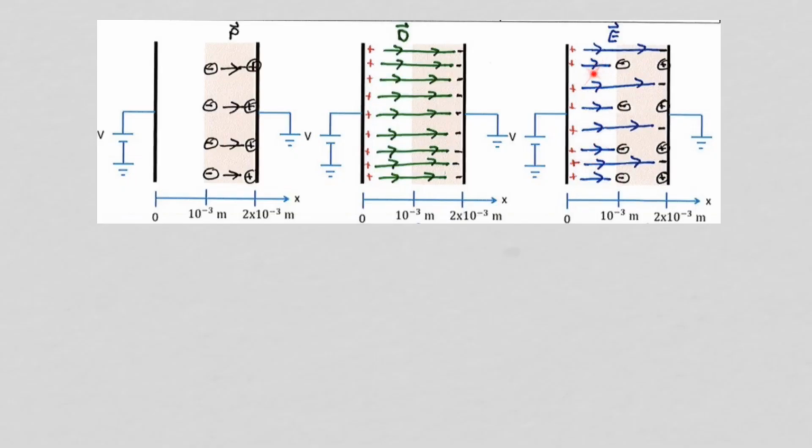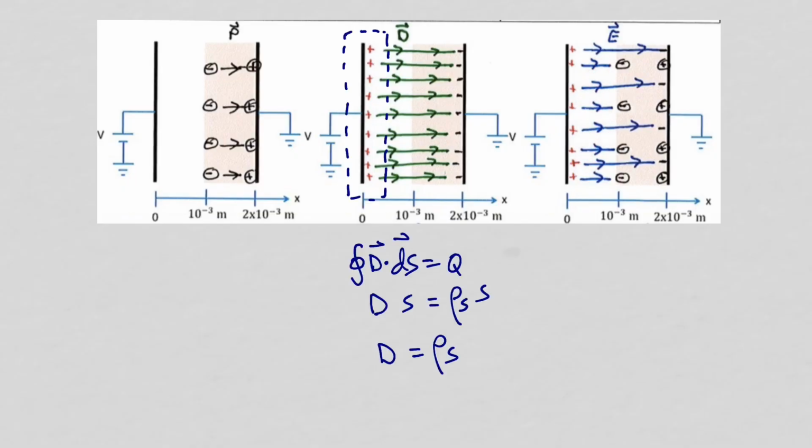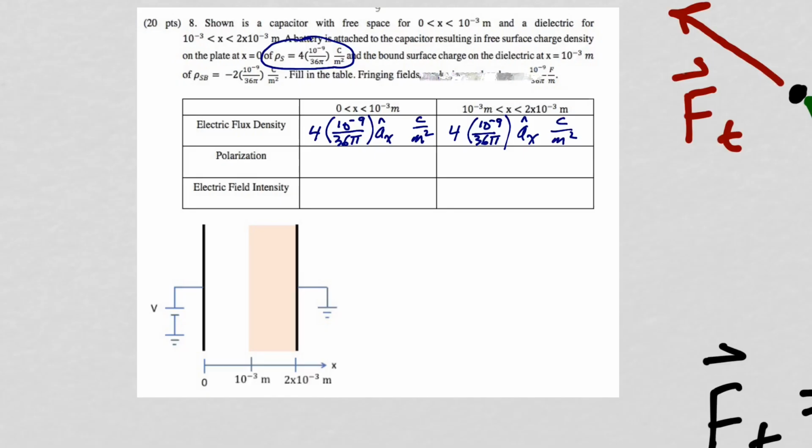If we put a Gaussian surface around the left plate, the integral of D dot dS is equal to the charge on that left plate, which is just the charge density on the plate times the plate area, and the integral of D dot dS will just be the plate area times the magnitude of D on this right face. So the magnitude of the electric flux density field is equal to the free charge density on the surface of the left plate. So here's that free charge density on the left plate. So here are the electric flux density fields in the free space and in the dielectric.